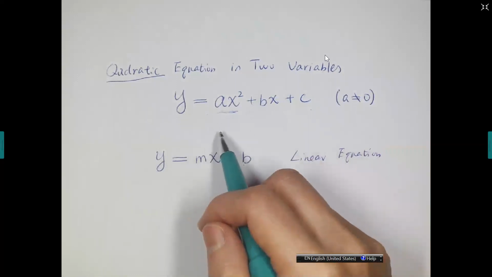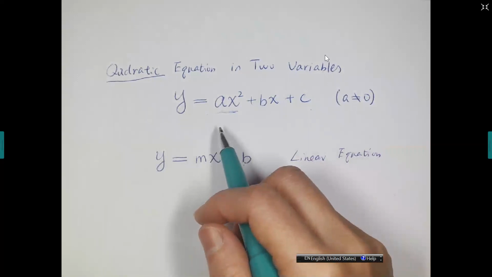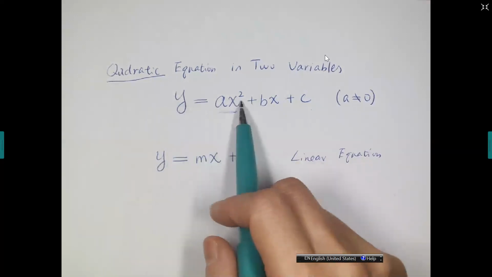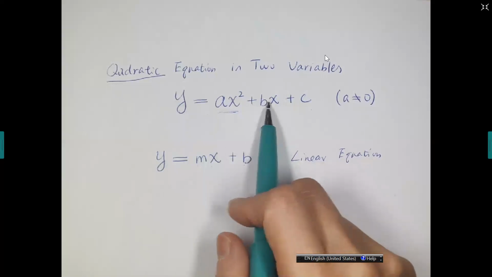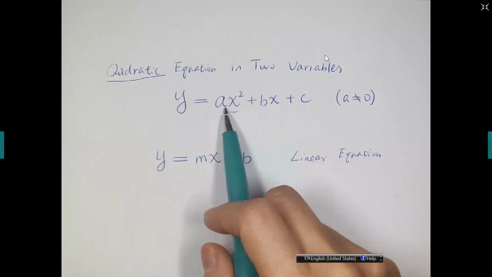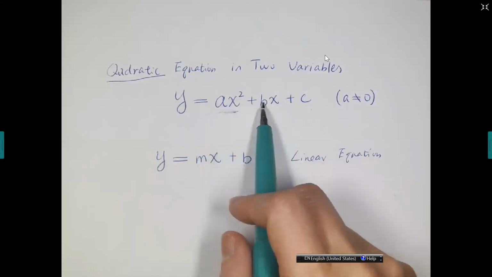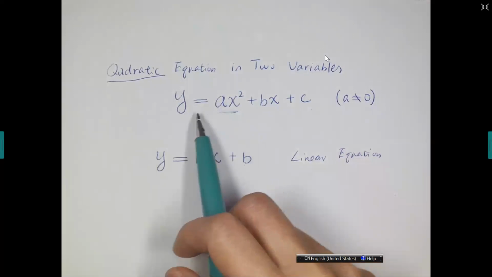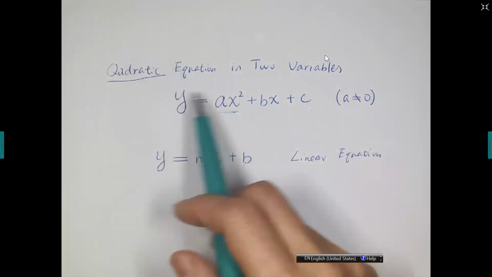What we are going to do today is learn a lot of things about this type of quadratic equation. How do we graph it? What kind of graph will we get? And if there are any special points on the graph, how do we know those special points? There is a lot that we will be studying about the quadratic equation in two variables.